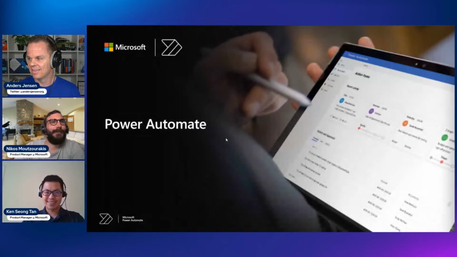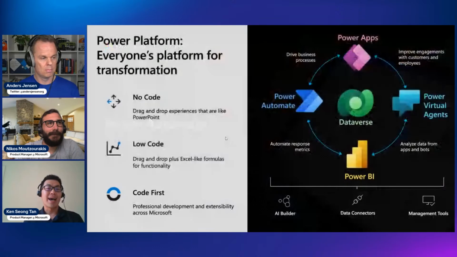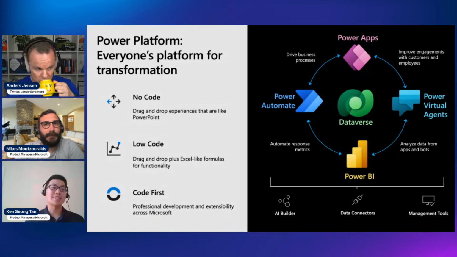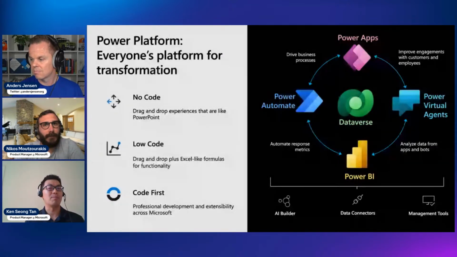Thanks, Nikos. So first of all, we want to talk about what Power Automate is. Power Automate itself is actually part of an ecosystem, right? As we all know today, it's an automation workflow tool. However, it's actually sitting as part of what we call Power Platform. And within Power Platform, there are various other products that are used to do no code, low code, or even code first development. So just to illustrate that it's part of a big ecosystem.